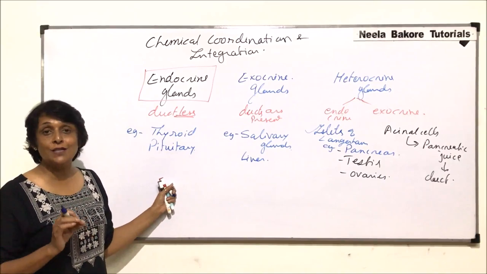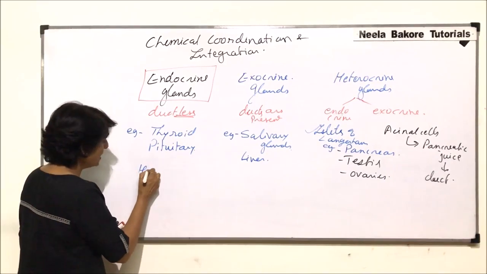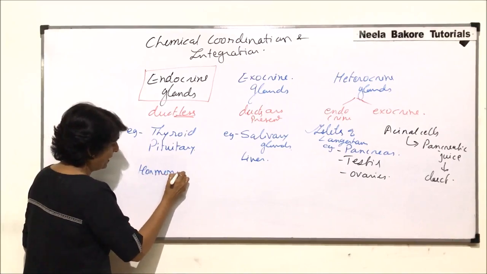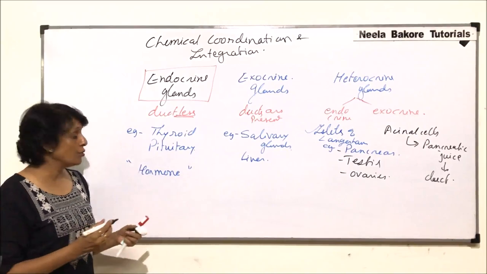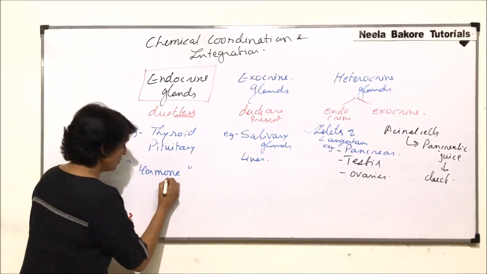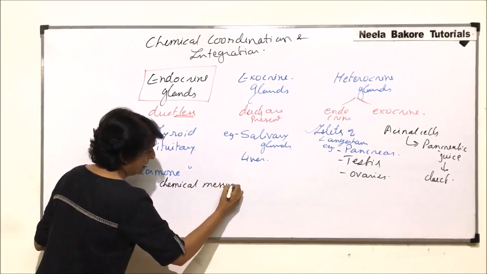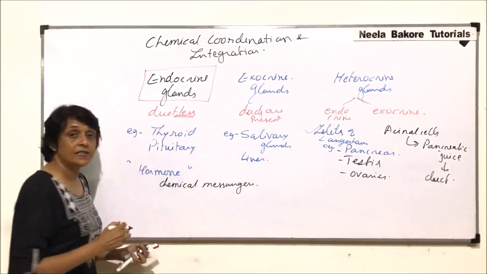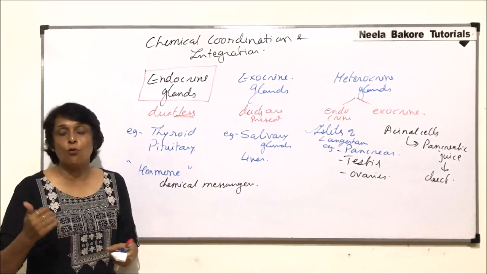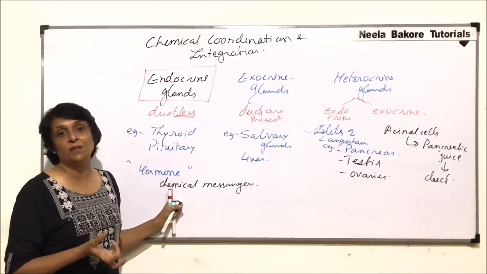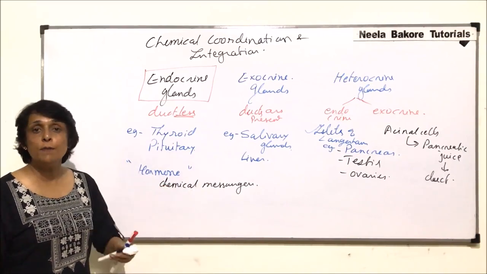But most of the times, the secretion is known as hormone. Hormones are also known as chemical messengers, because they are helping in some kind of communication, coordination, but they are chemicals. And that's why they are known as chemical messenger, or we call them hormone.